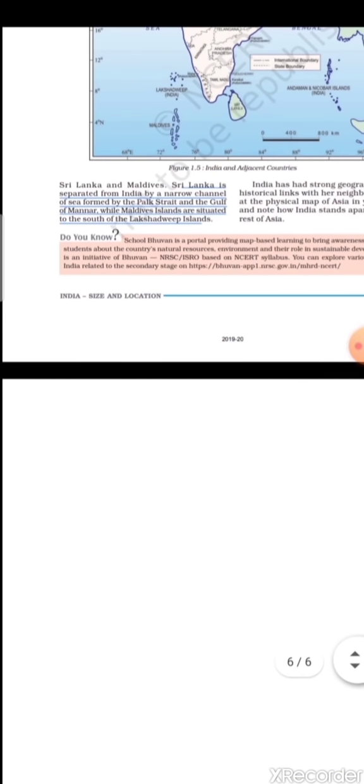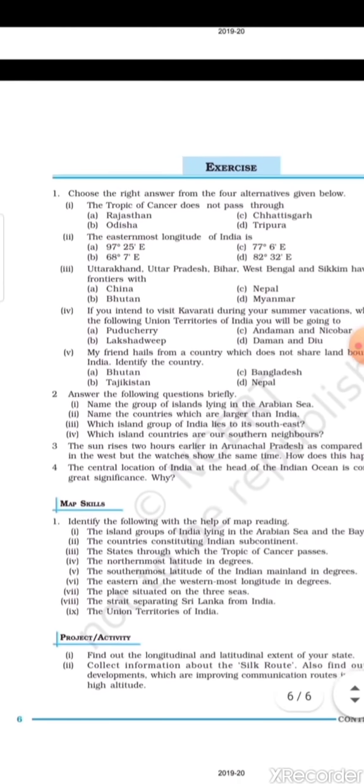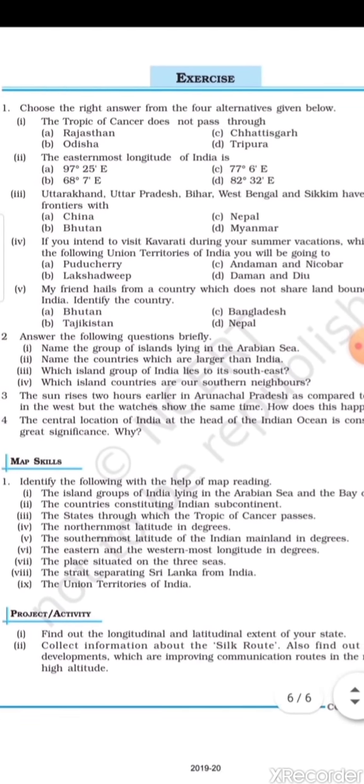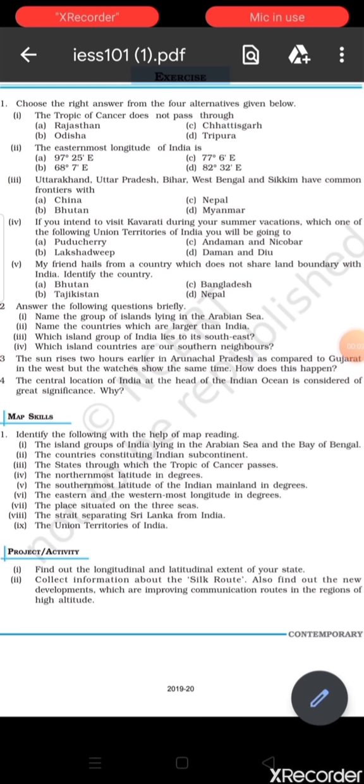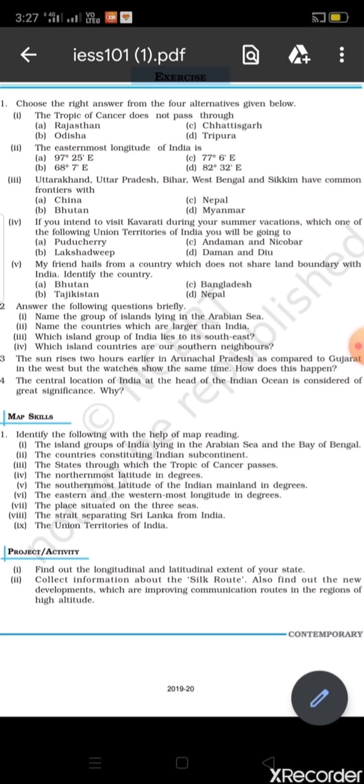I hope you will remember all these terms. Now we'll move forward to the exercises. So here are the question answers. First we will discuss the multiple choice question answers.